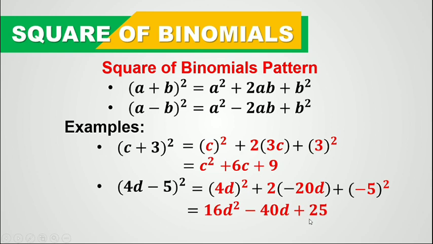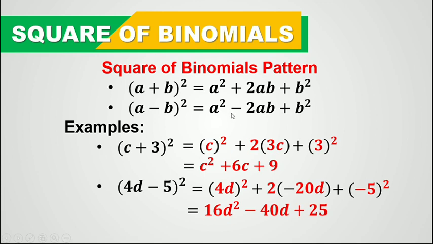So that's just basically the square of binomials patterns. There is a pattern when you are going to square a binomial. So it goes like this. Again, if it's plus, they are all plus. If it's minus, the sign in the middle, the second term, is minus. So that's just basically it.